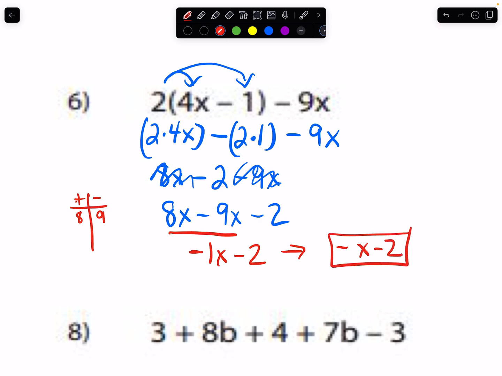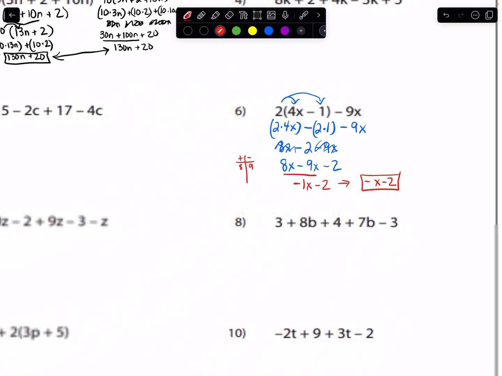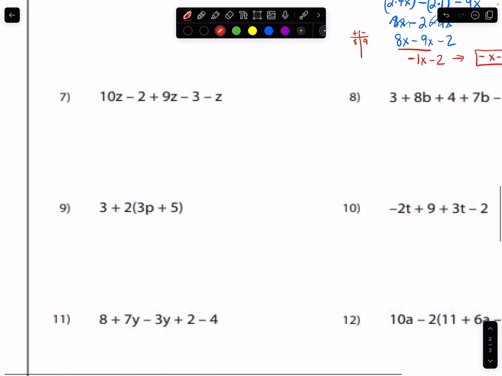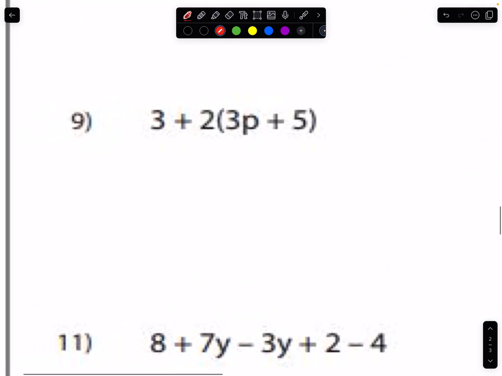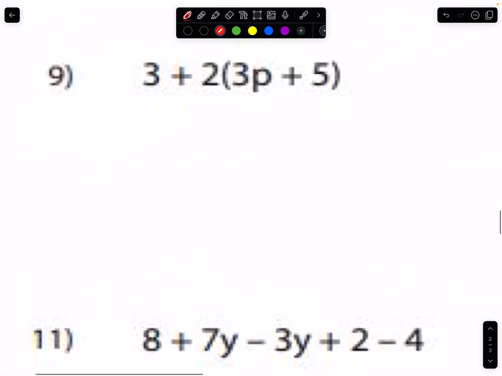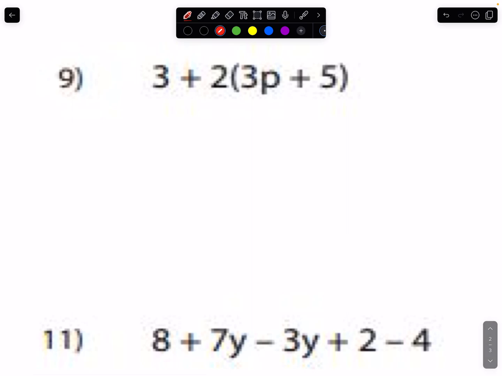So, did you get it right? Were you close? Can you figure out where you messed up if you messed up? So, let's try it again. We're going to go to number 9, right here. So now that you've got to number 9, you guys are going to try it on your own. And then we're going to come check and make sure we got it right.